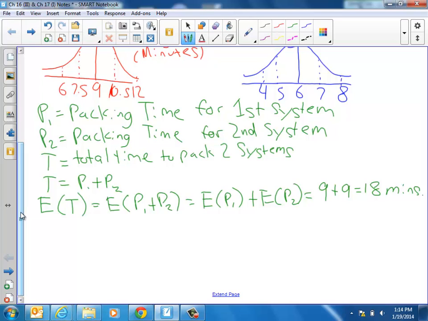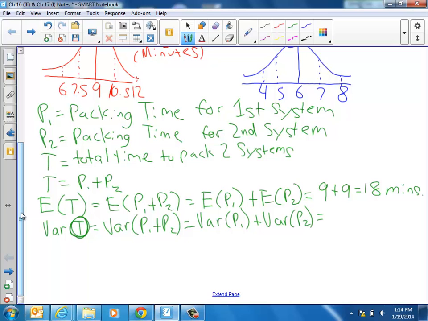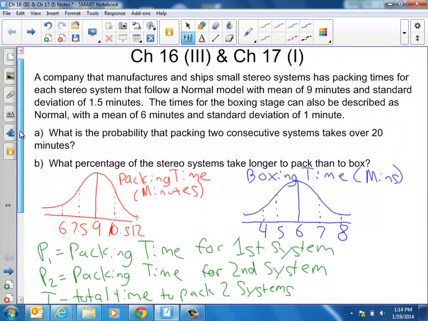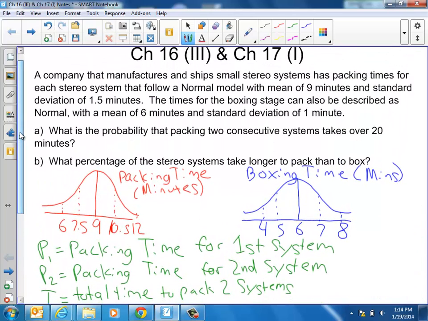And then also, let's find the variance, which will give us the standard deviation. So the variance of T is equal to the variance of P1 plus P2. The variance in the total packing time for two systems is equal to the variance of the first packing time plus the second. We can break that apart using our variance rules for random variables: variance of P1 plus the variance of P2.